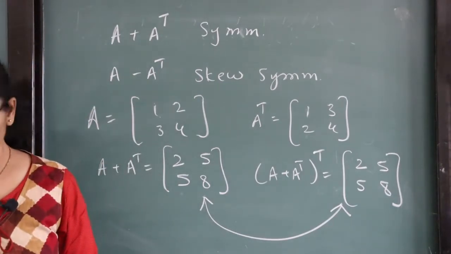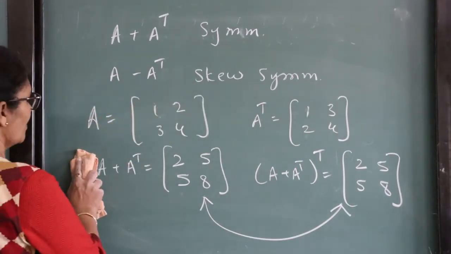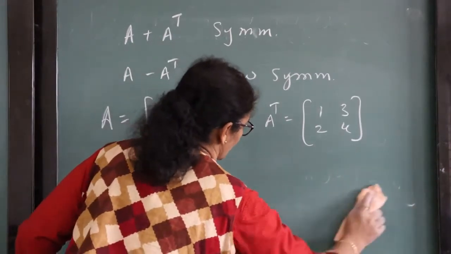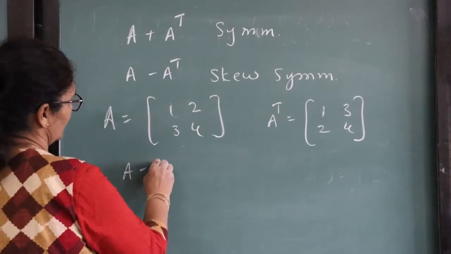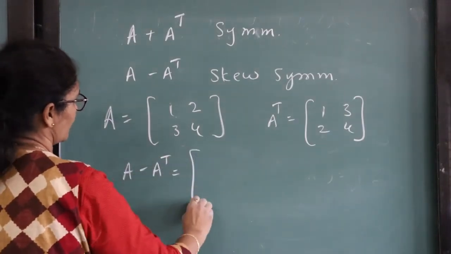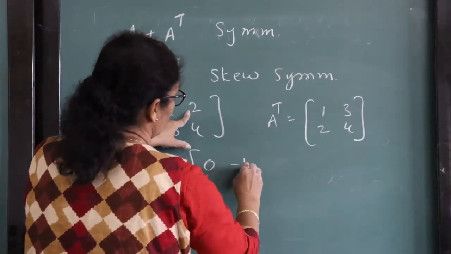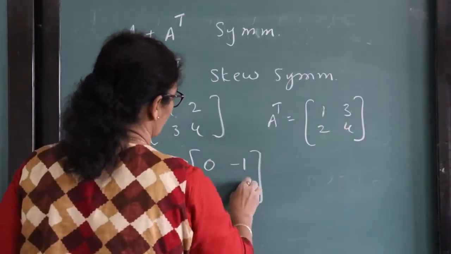Now the same example we will continue for skew symmetric. So in skew symmetric what to do? Only subtraction. So let's take the subtraction of it. So A minus A transpose. Now subtraction, 1 minus 1, 0. 2 minus 3, minus 1. 3 minus 2, 1. And 4 minus 4, 0.